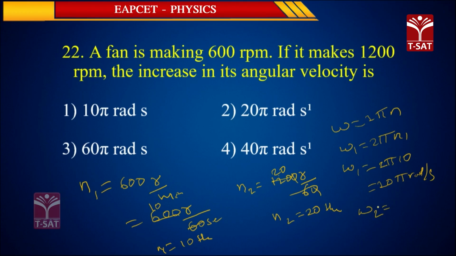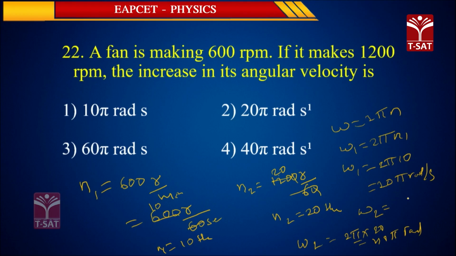Omega 2 is equal to how much? 20 Hz is there. Omega 2 is 2 pi into 20 Hz. That is 40 pi radian per second. The question is asking, what is the change in angular velocity?